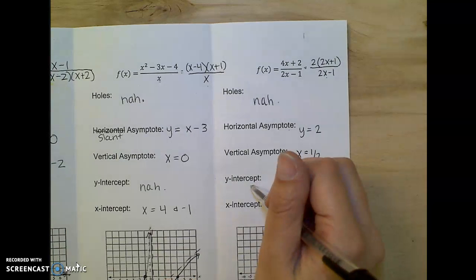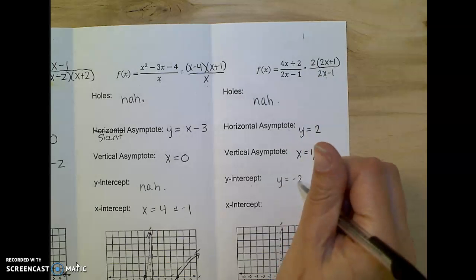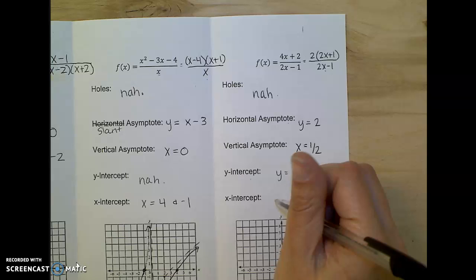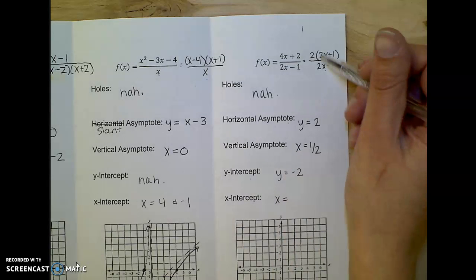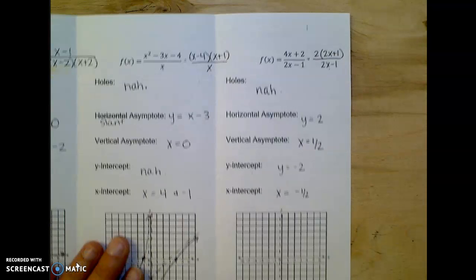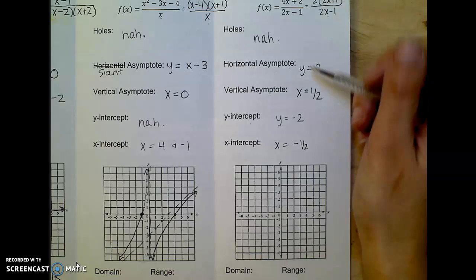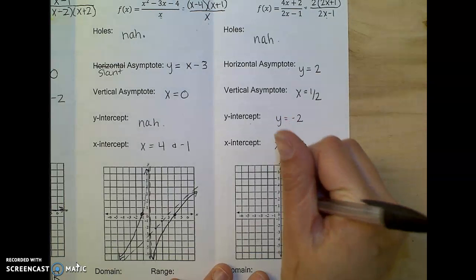My y-intercept happens when I divide my constants, so my y-intercept is -2. And my x-intercept is what makes the numerator 0, so I'm going to look at it in factored form, and I can see that it'll be -1/2. So when I go to graph this, I'm going to plot my vertical asymptote at half. Super weird.